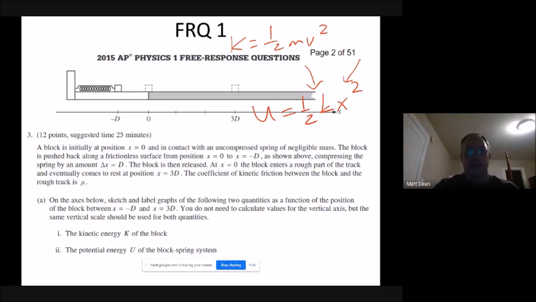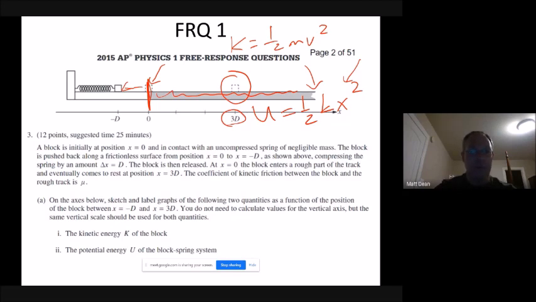All right, so let's take a look. We're starting off with the block at position 0, and then we're pushing the block backwards, compressing the spring a distance of -d. After we compress the spring, we're then going to release it. Once the block gets back to 0, this part of the track after 0 is a little rough, so there's some friction there. Eventually the block stops right here at 3 times d.